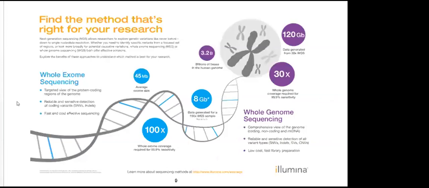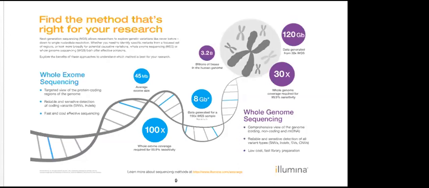It is key for us to understand that NGS allows researchers to explore genetic variation like never before, down to a single nucleotide resolution. With the next generation sequencing that we are talking about today, whether you need to identify specific variants from a focused set or a region, or look more broadly for potential causative variation, whole exome sequencing or whole genome sequencing both offer effective solutions.